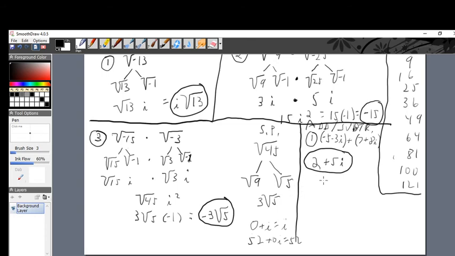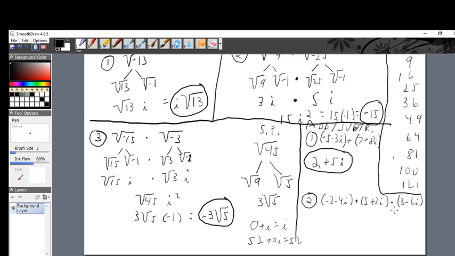Okay, what if I gave you just a longer problem? It's not really a harder problem. It's just a longer problem. What if I gave you minus 2 minus 4i plus 5 plus 2i, and then I put a minus in there. Then there's a 3 minus 6i.